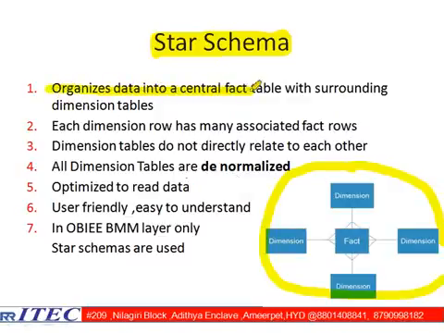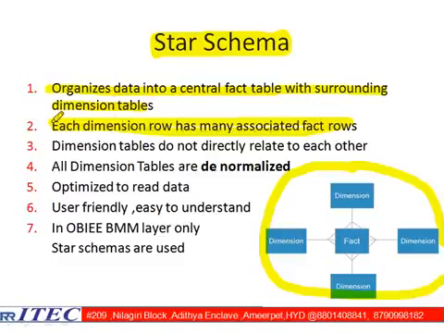Organize data into a centralized fact table surrounded by what, sir? A number of dimension tables. If that kind of look and feel is there, that is called star schema. Second, each dimension row has many associated fact rows. Each dimension row has many associated fact rows.